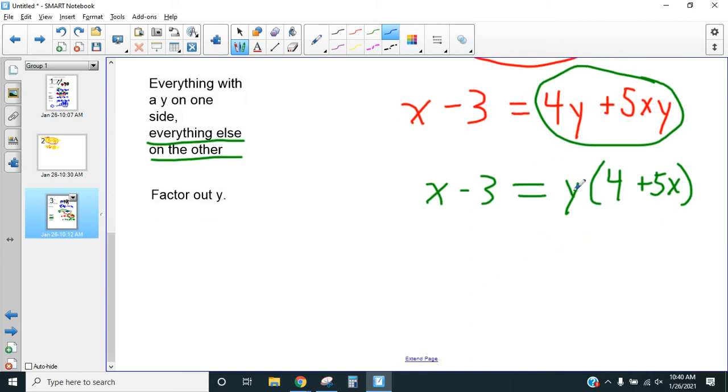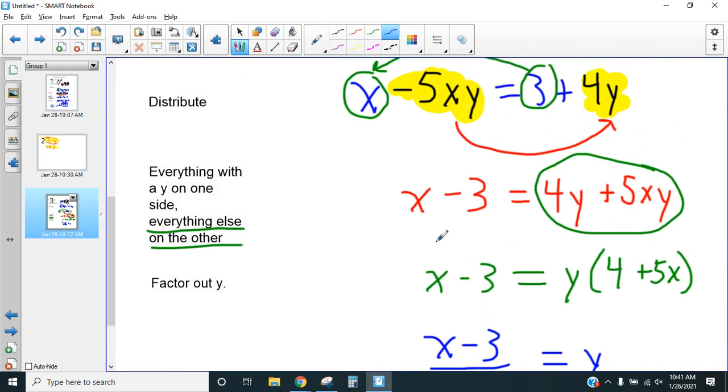Here we go. So this is y times, right? So which one goes where? Yeah, this goes over that way, right? Goes down to the bottom over there. So y equals x minus 3 divided by 4 plus 5x. There we go.